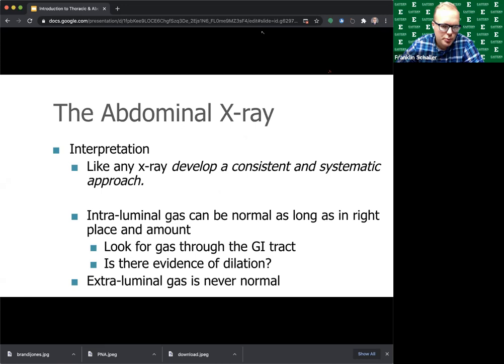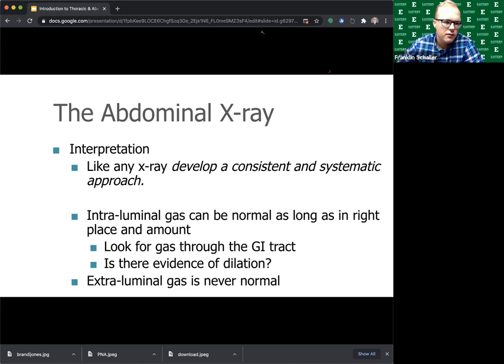Your interpretation is going to be like any other x-ray interpretation. You're going to want to develop a consistent and systematic approach. Intraluminal gas can be normal as long as it's in the right place and in the right amount. So you'll look for gas all throughout the GI tract and try to find out if there's any obvious dilation anywhere in the bowel loops. You might not be able to know what this looks like right out the gate, but I am going to show you some examples of bowel obstructions.